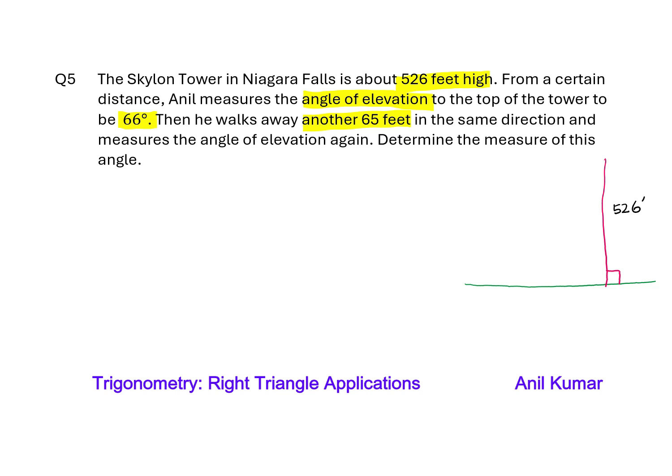So, measuring the angle of elevation from a particular position, let's call that position A for Anil. We don't really know the distance from the foot of the tower. So let's say the tower is ST. But we know the angle of elevation, which is 66 degrees.